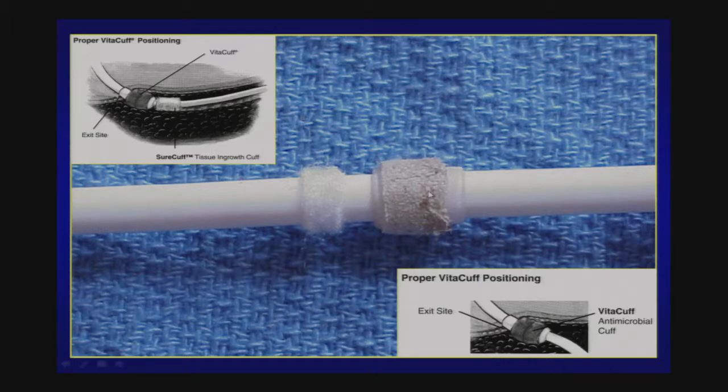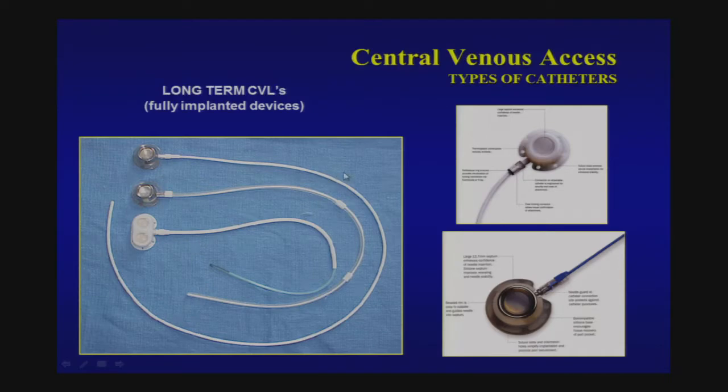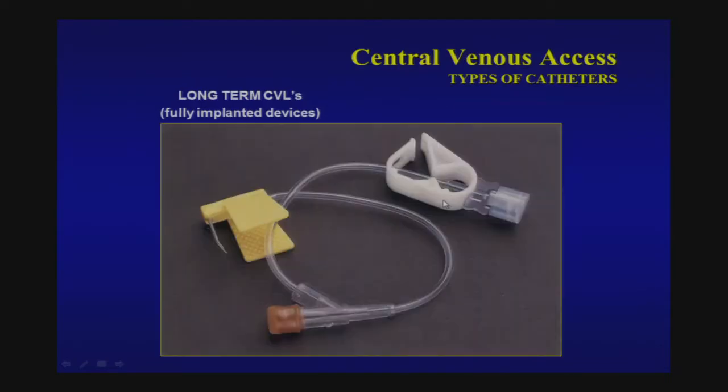So this is the cuff that I was talking about. This should be right under where the skin exits, and it just allows the subcutaneous tissue to scar into it. So obviously, the longer it's been in there, the harder they usually are to get out because there's more scarring. If it's only been there for a couple of weeks, it usually just slides right out. Ports, this is what they look like. Nothing to talk about there.